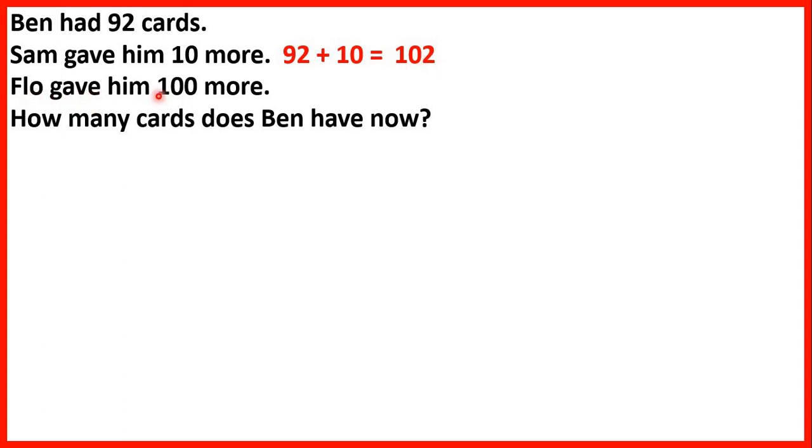But then Flo gave him 100 more. So after Sam gave him 10 more, he had 102, so we need to work out 100 more. So 100 more than 102 is 102 plus 100. And that's 202, because all we're adding is 1 in our hundreds. So 1 plus 1 is 2, and then the 2 in our tens and ones stays the same because we're not adding any tens or ones. So that means Ben has 202 cards now.